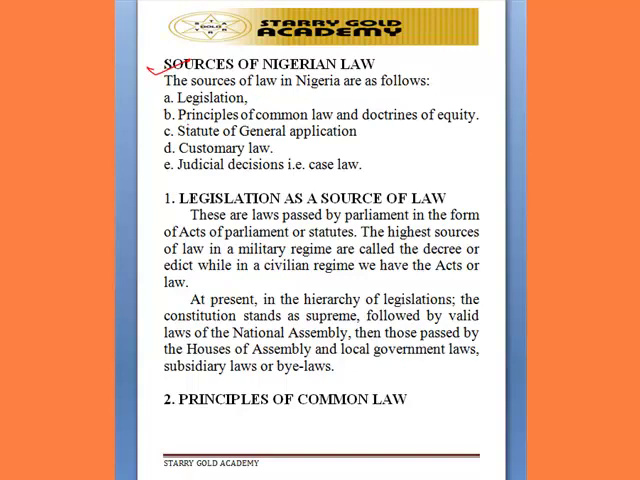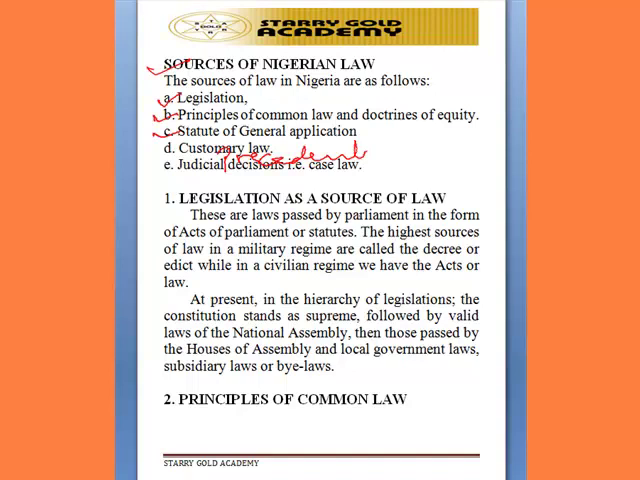The sources of Nigerian law are listed as follows. We have 1, legislation. We have 2, the received English law, also known as the principles of common law, the doctrine of equity, and the statute of general application. Then 3, we have customary law. And 4, we have judicial precedence, also known as judicial decisions or case law. Now, let's pick at them one by one.